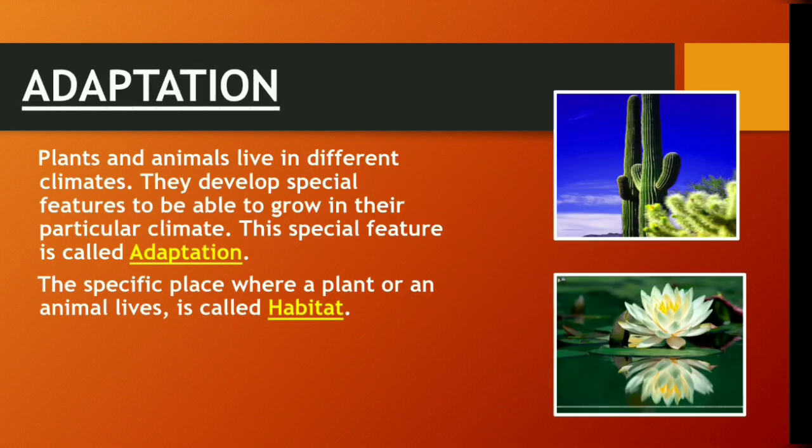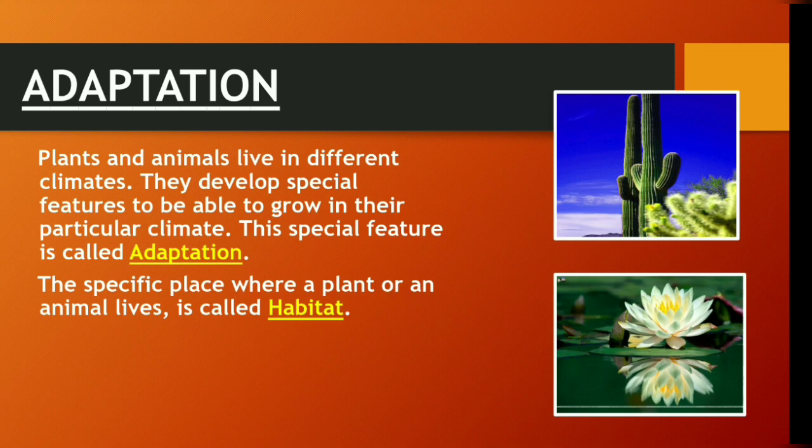Plants and animals live in different climates. They develop special features to be able to grow in their particular climate. These special features are called adaptation. Now I want to ask you some questions. Can a polar bear live in a dense forest? No. Can a camel live on snow? No. Can a lotus grow on land? No. Can a cactus grow in water? The answer is no, because all the plants and animals can live in a particular climate only.